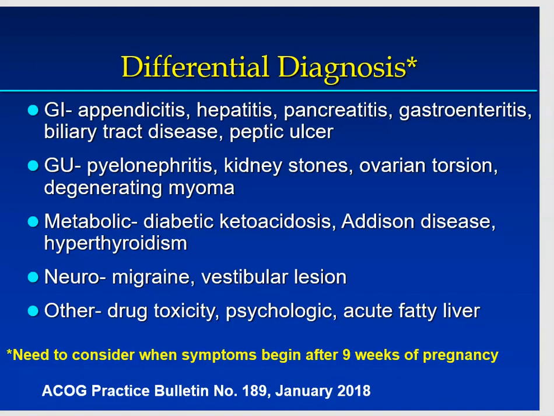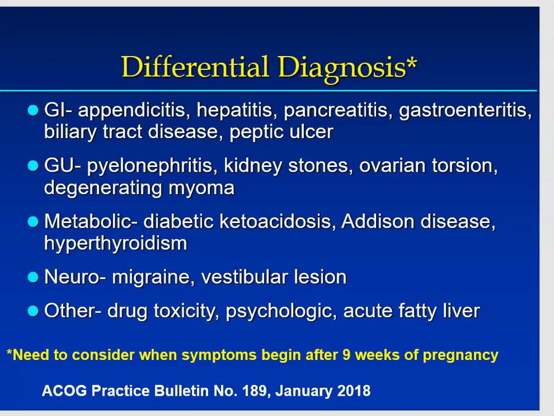So what's the differential diagnosis? This is particularly important when symptoms begin after 9 weeks of pregnancy. And certainly in the GI tract, you have to consider appendicitis, hepatitis, pancreatitis, gastroenteritis, biliary tract disease, and peptic ulcer. But in general, the symptomatology is somewhat different. For example, with appendicitis, pancreatitis, and biliary tract disease, you tend to get far more abdominal pain, whereas in hyperemesis or nausea and vomiting in pregnancy, mild epigastric discomfort is about all that you would see from a pain standpoint.